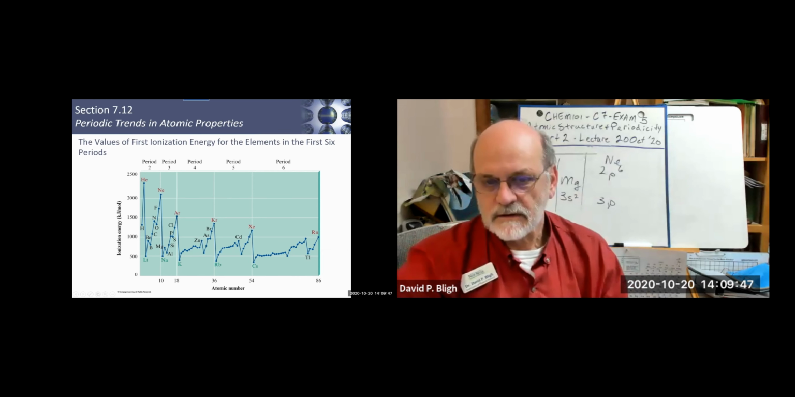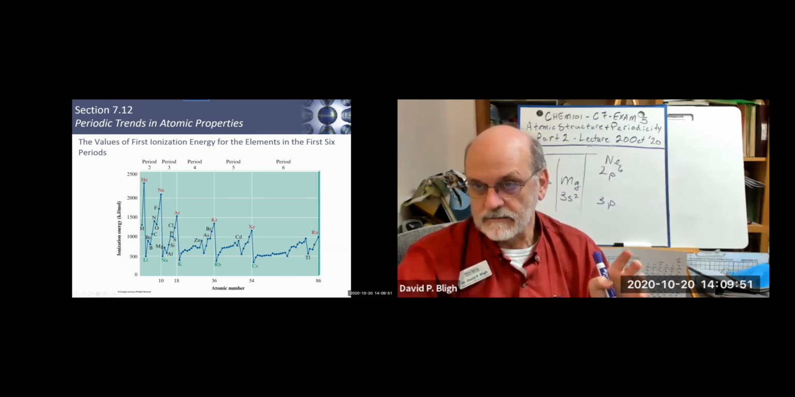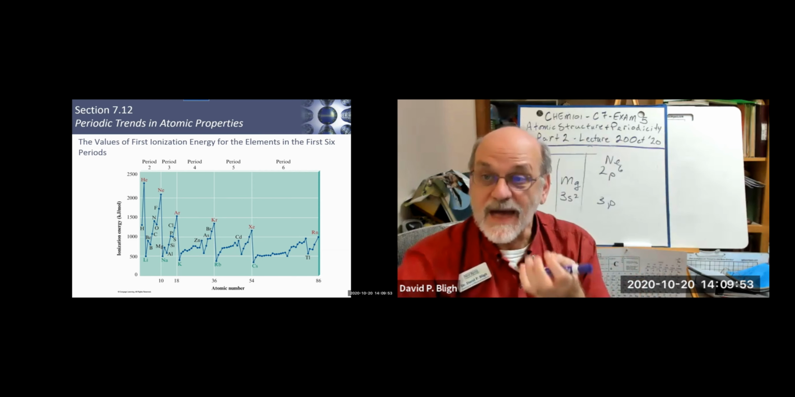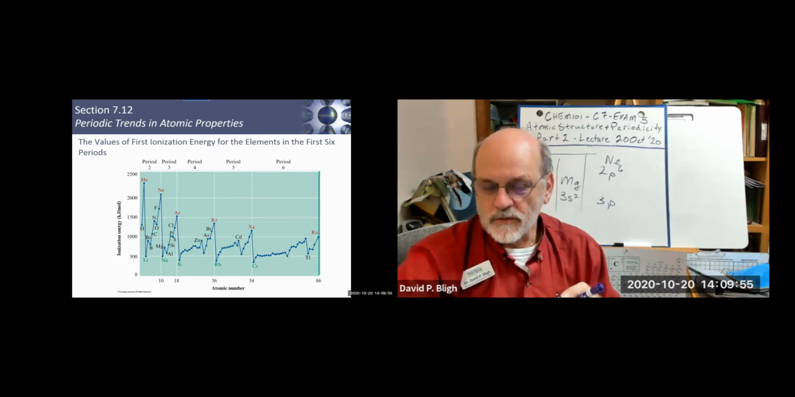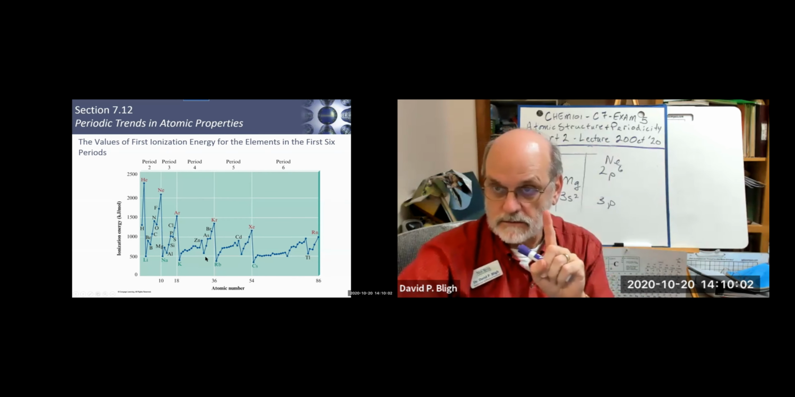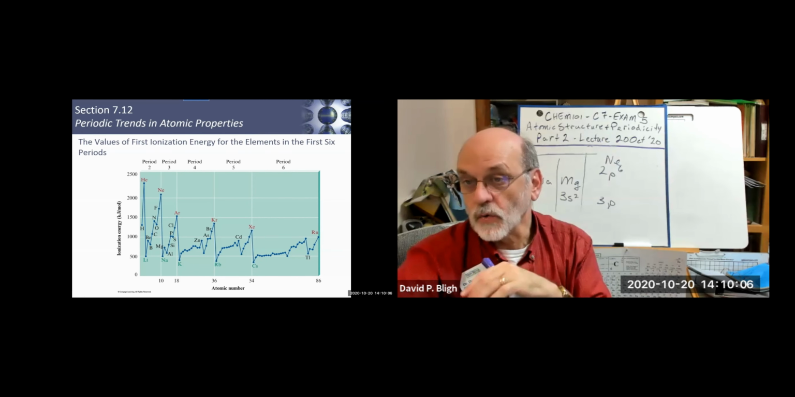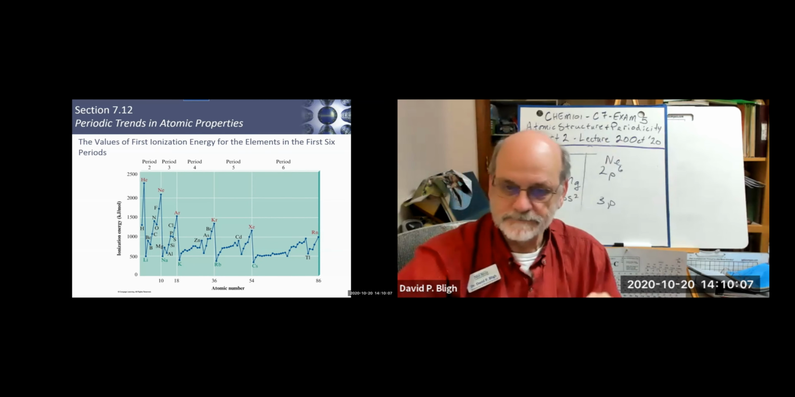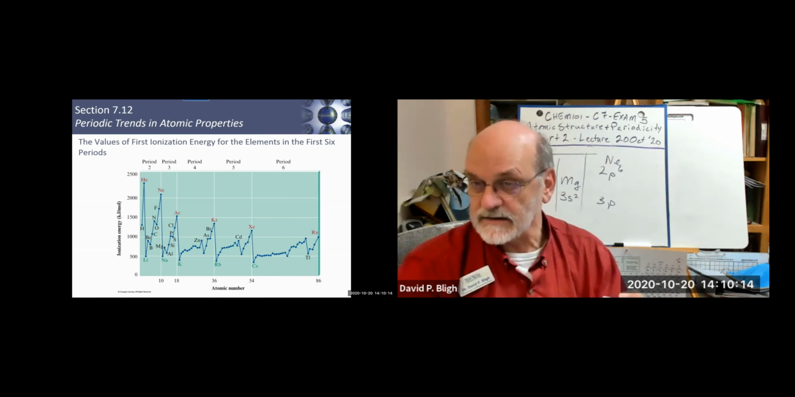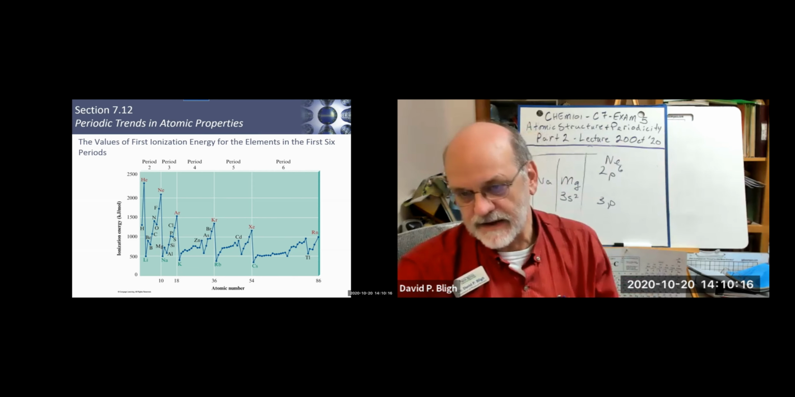Plus, the d orbitals are filled at zinc, and that makes them happy. So the next one, gallium, has one p orbital electron. That's lower energy, easier to remove. So you see those reversals, and the structure of the periodic table and the theory behind it explains why that is.